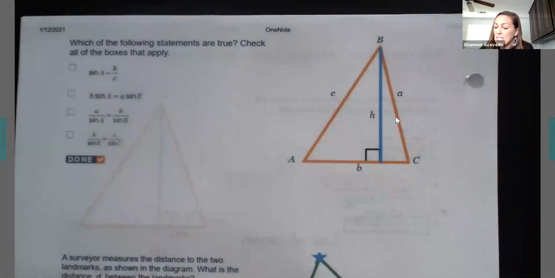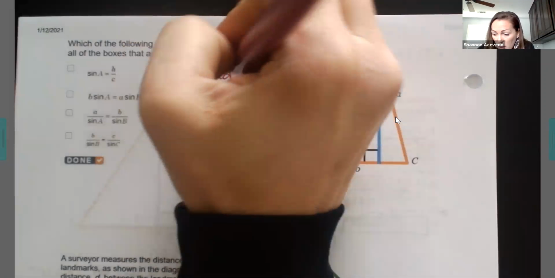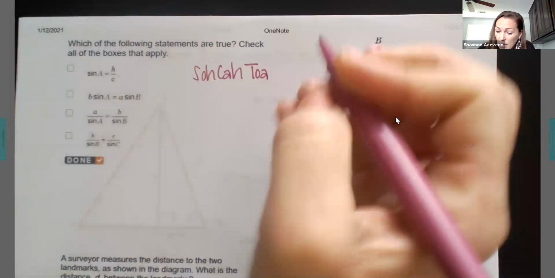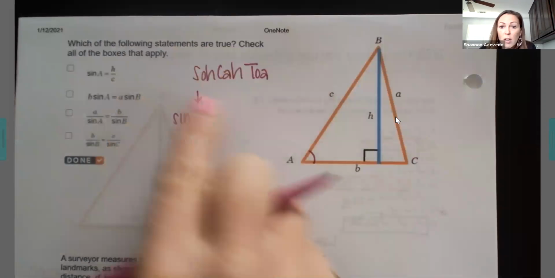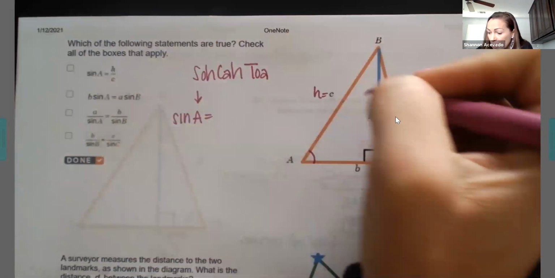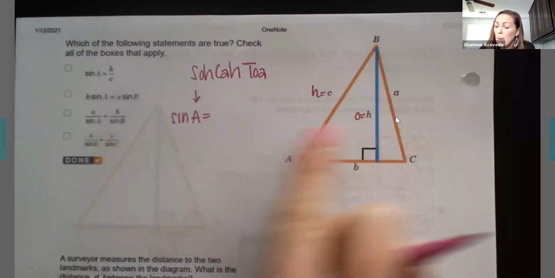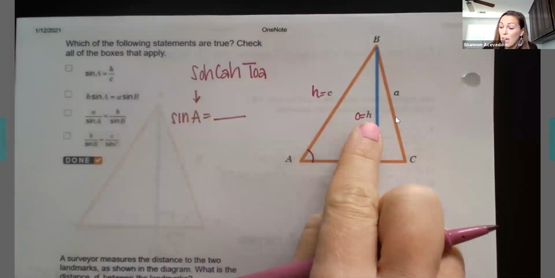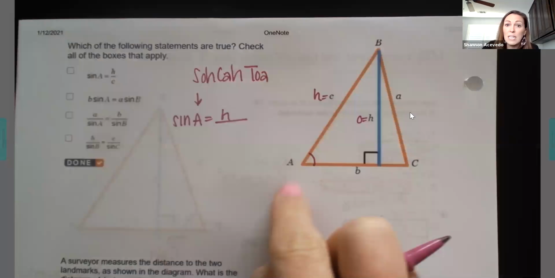Okay, first one says that sine of A, so here's my A, so I'm using my sine, so I like SOH CAH TOA. So this is telling me that sine of A is going to equal my opposite over my hypotenuse. This would be my hypotenuse. This is my opposite. Kind of confusing because I'm using H for my hypotenuse, but this is my variable H. So my opposite side is that value of H. My hypotenuse is this value of C.